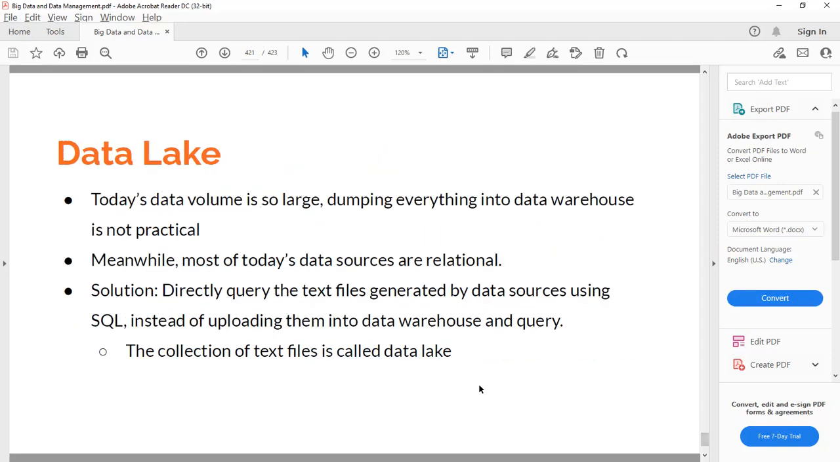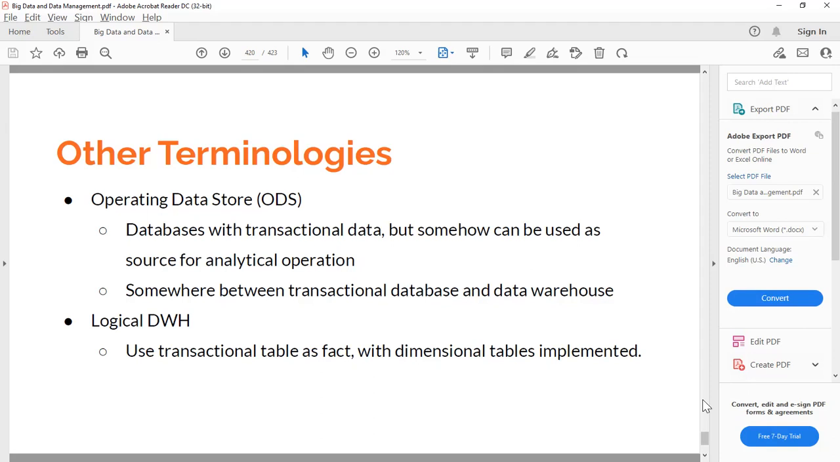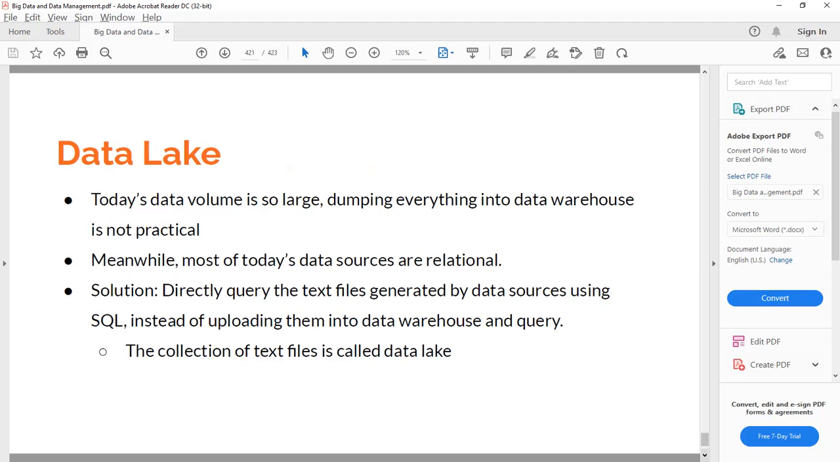But in addition to these databases, there's also something called a data lake these days. Today's data volume is so large that dumping everything into a data warehouse is not practical. This is partially the reason that the ODS and the logical data warehouse were invented, because the data volume is so large, it becomes prohibitive to create another data set that is equally large. Just moving the data itself is a daunting task.